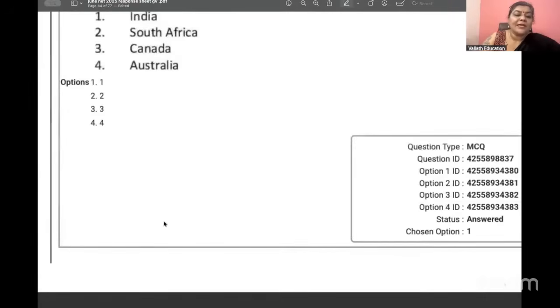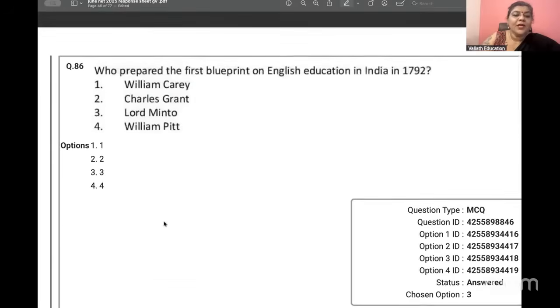Now, let me go on to the next one. Who prepared the first blueprint on English education in India? First in India, 1792. In 1792, Charles Grant was there. William Pitt, I don't know, William Carey and all, I mean, I never heard. Why am I talking about it? Charles Grant definitely was writing at this time. And he was also first in something in English education. Choose it. That is the answer.